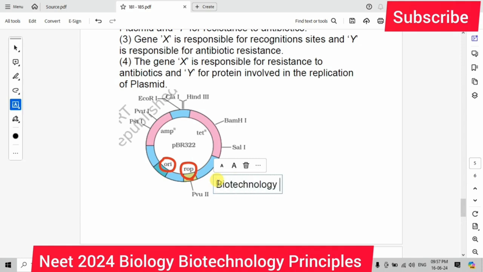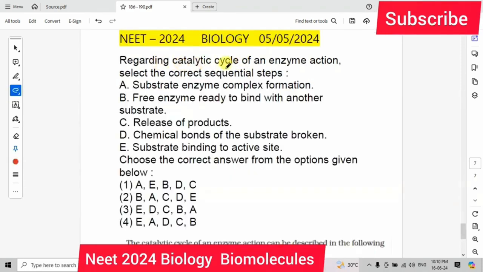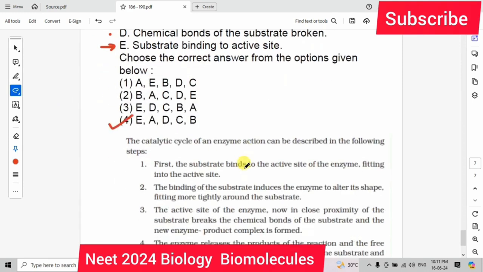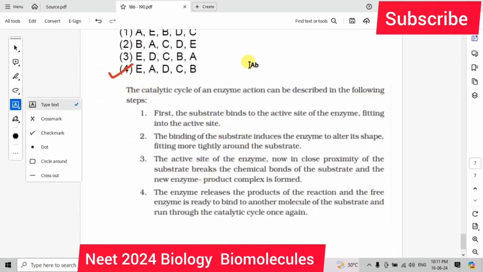Catalytic cycle of an enzyme action. Select the correct sequential steps. Option 4 is the answer, EADCB. First, substrate binds to active site, so E. Next, A, substrate enzyme complex formation. Next, D, chemical bonds of substrates are broken. Next, it releases the product and the free enzyme is ready to bind with another substrate. So EADCB is the answer. You can see the NCERT from the biomolecules chapter.